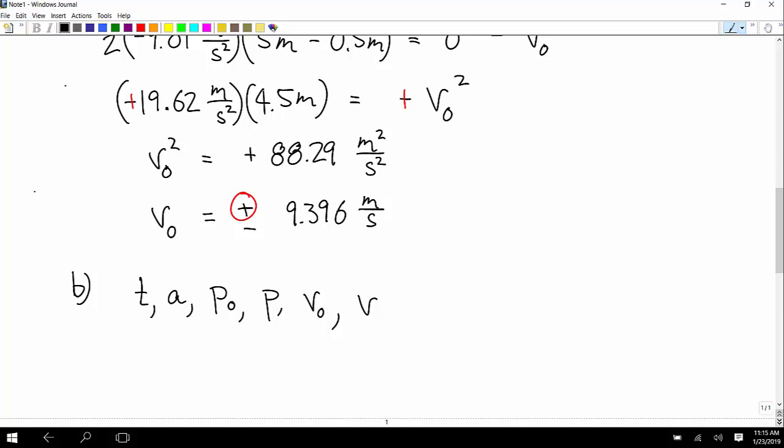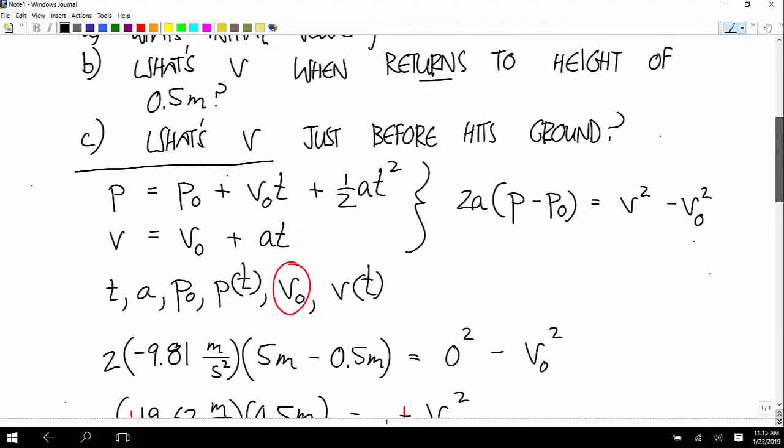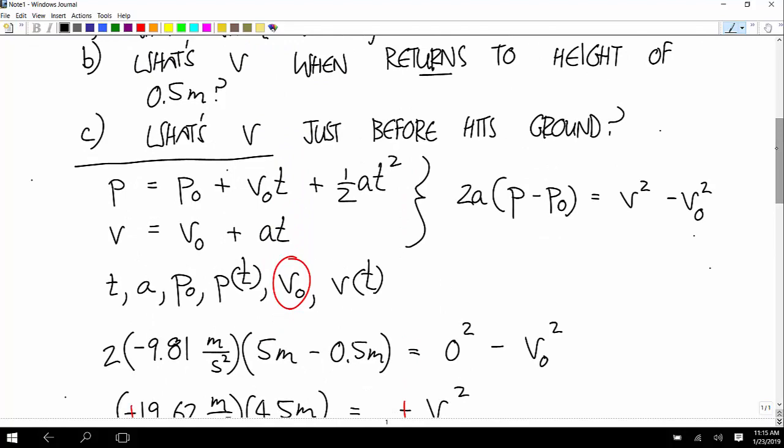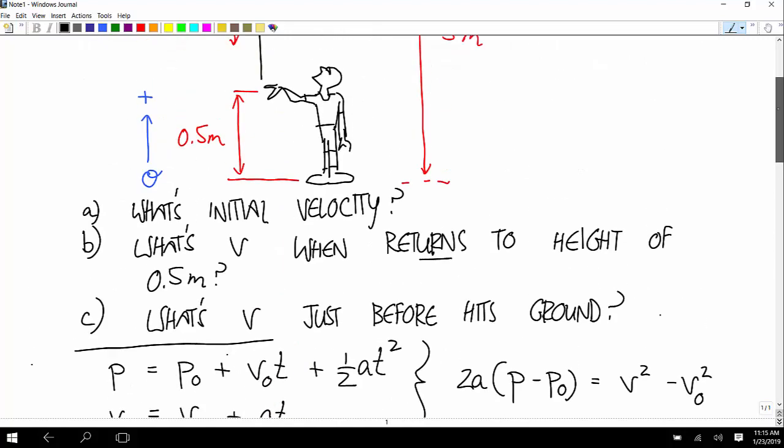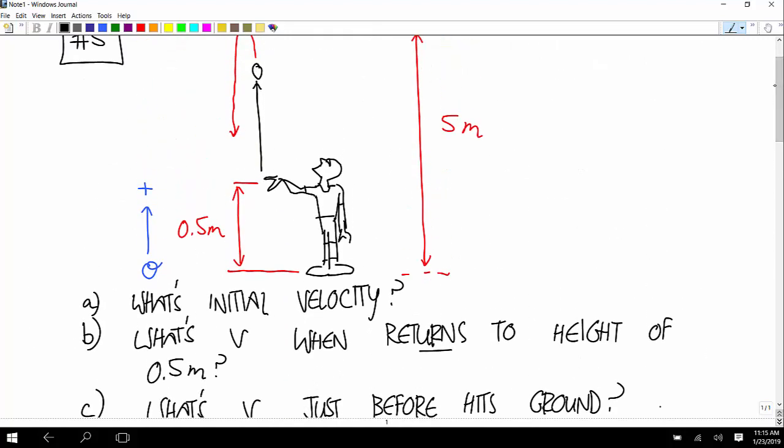It's not stopping, it's getting back to, because this is part B now. It was at 0 for part A. Now our time t represents the instant that the ball comes back to this height. Okay. So the time is going to be whatever it takes to get back to here. The position at that time is going to be 0.5. And we're trying to calculate the velocity at that point.